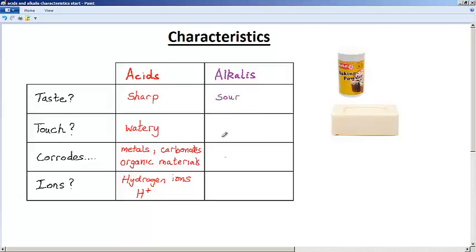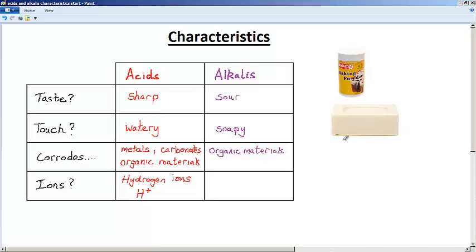And what do they feel like to the touch? Well, just like this piece of soap, alkalis feel soapy to the touch. Okay. If you take some baking powder and put some on your hand and then wet that, you'll find that the solution feels soapy, slippery. And what about corrosion? Well, as a general rule, alkalis corrode organic materials, and for that reason they are commonly used as cleaning materials in the house.